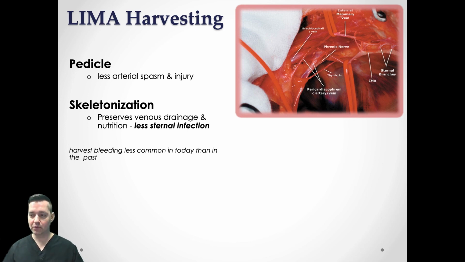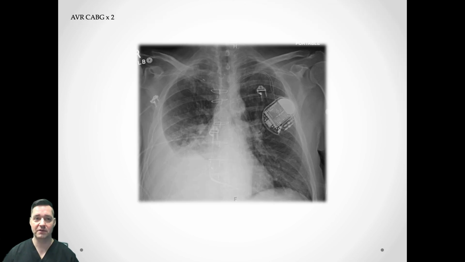Is one bleed more than the other, thinking that maybe skeletonization bleeds more than the pedicle? It really just comes down to how good your operative surgeon is, because when studied head to head, there's no difference in bleeding. But you do need to understand how we harvest the LIMA and why there's a chest tube in that left side and where you could be bleeding from. It's not just always about bleeding from the heart. You can be bleeding from the chest from your LIMA harvesting, right?